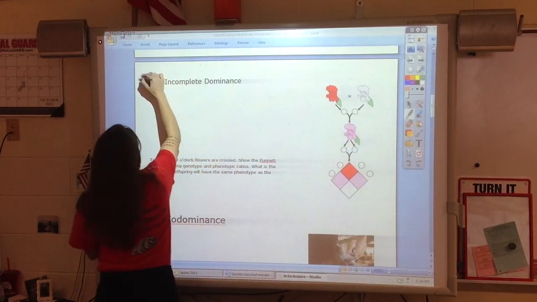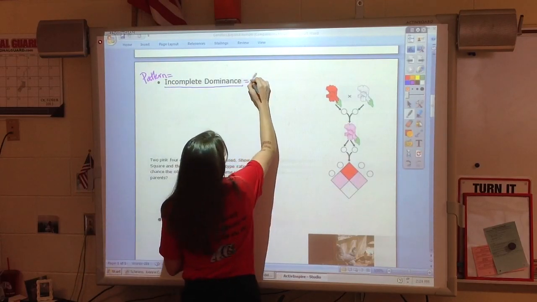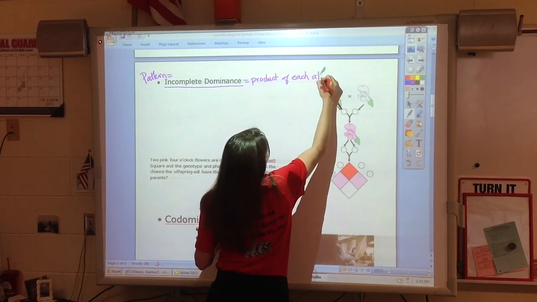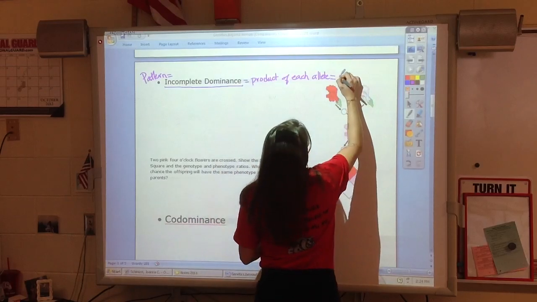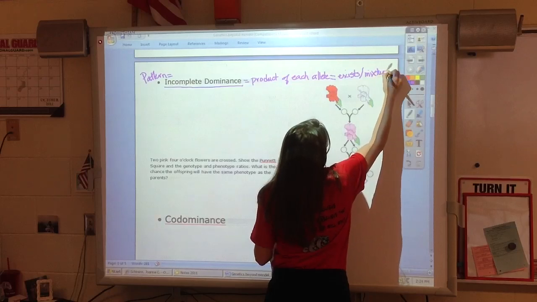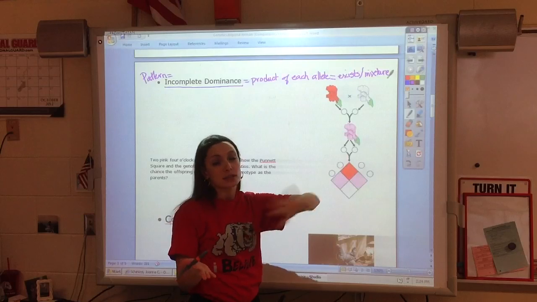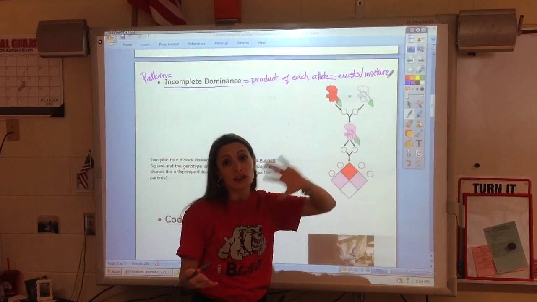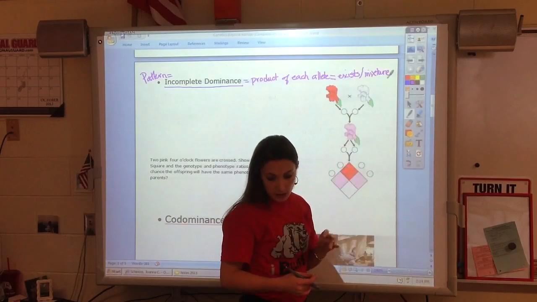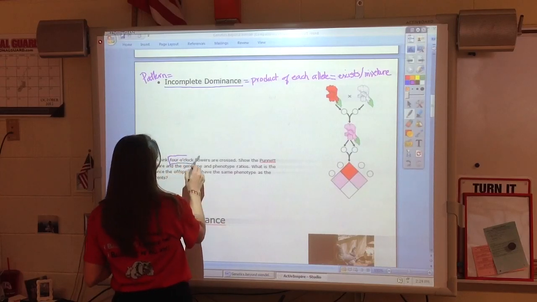If the pattern is incomplete dominance, the product of each allele exists and gives us a mixture. So in dominant and recessive, a lot of times the product doesn't exist. The recessive is a mutation, it's not even made. Here, it's going to exist and the two are going to mix together. So the best example of incomplete dominance is four o'clock flowers.